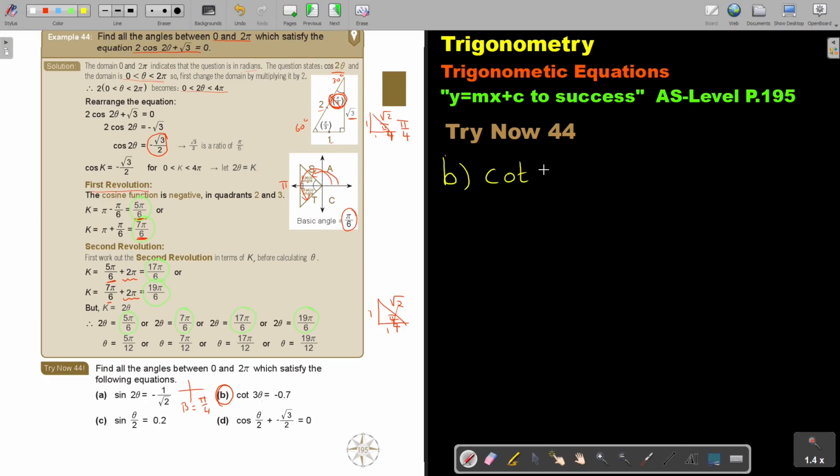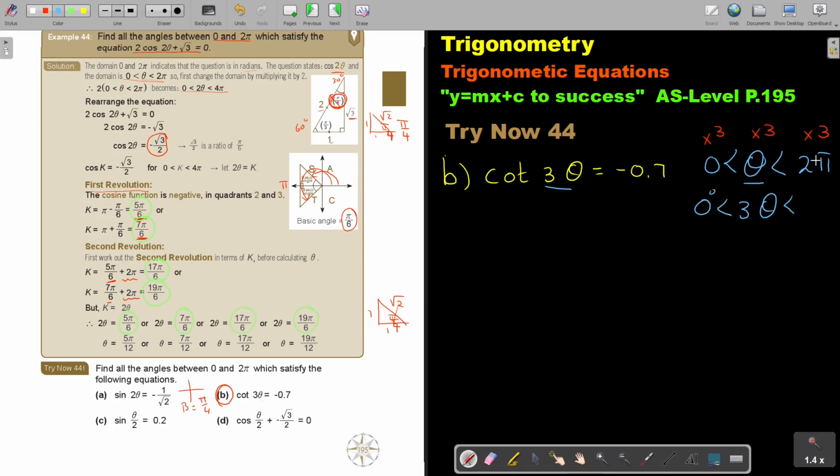It's got 3 theta, it's negative 0.7. And don't forget that theta is bigger than 0 and smaller than 2 pi. Now, this must be exactly the same. So what do I do? I times 3, I times 3, I times 3. So I will get 3 theta, and that is 0, and that is 6.